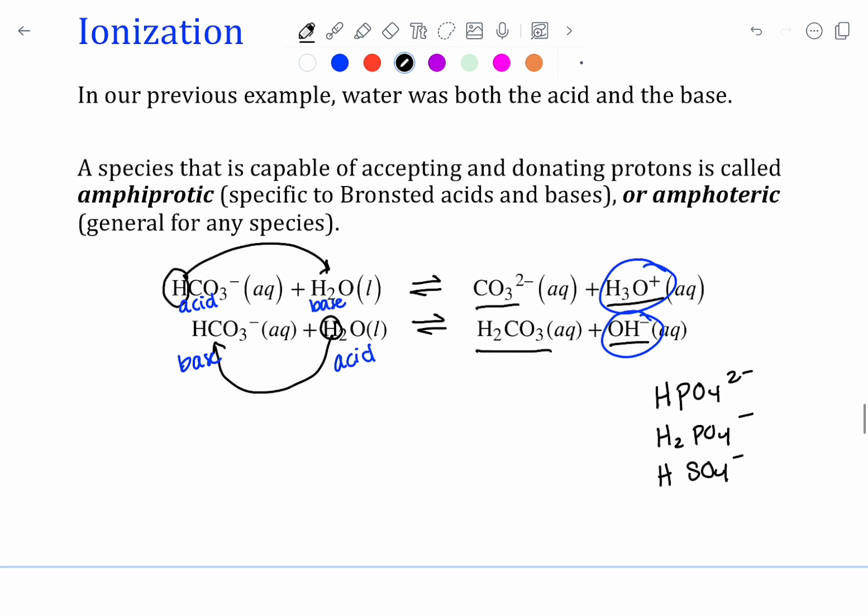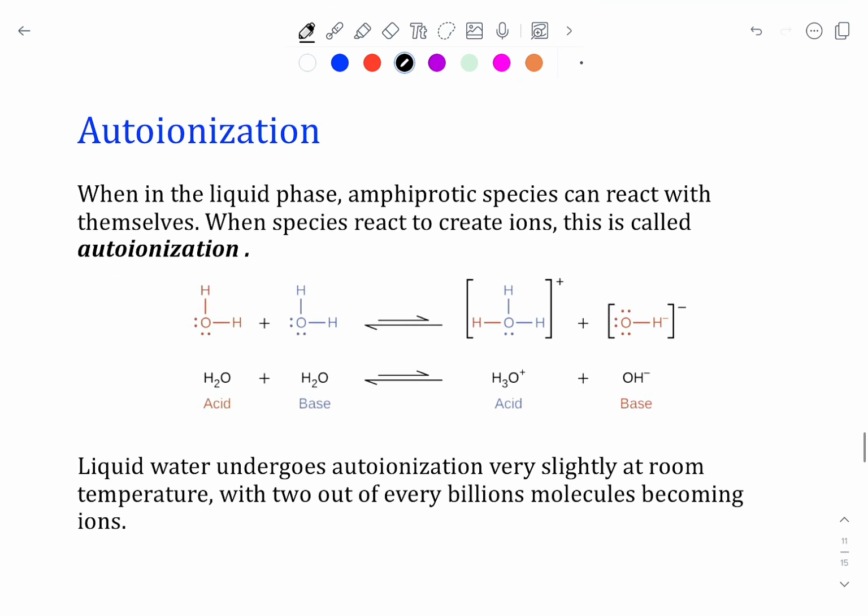Now we can take these amphiprotic species and do something called auto-ionization. So when in the liquid phase, amphiprotic species can react with themselves. When species react to create ions, this is called auto-ionization. So when they react with each other, there's no other reactant present, and they create ions of themselves, this is auto-ionization. So auto meaning that it was done automatically, it's just present because those two species are next to each other. Ionization meaning that they created an ion.